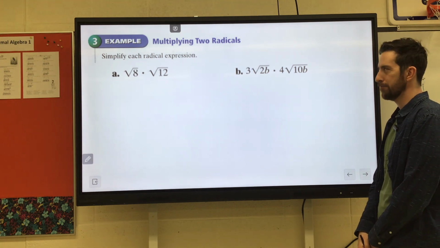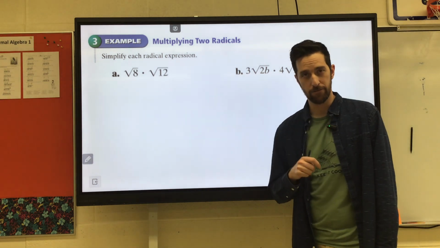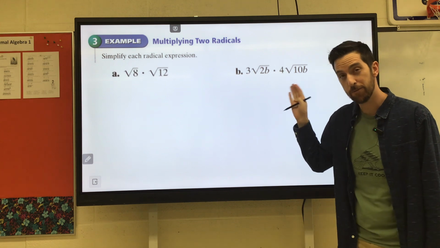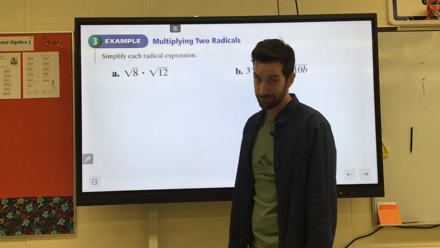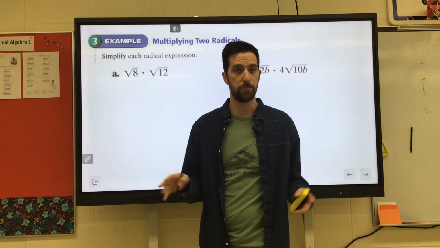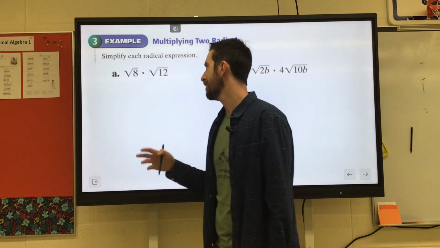Multiplying radicals. You can multiply the numbers in the radical with other numbers in the radical. You can multiply numbers outside the radical with other numbers outside the radical. If you want, on A, you can break down each one individually and then multiply it together. That'll work. I'll show you that way, and then I'll show you the other way too.